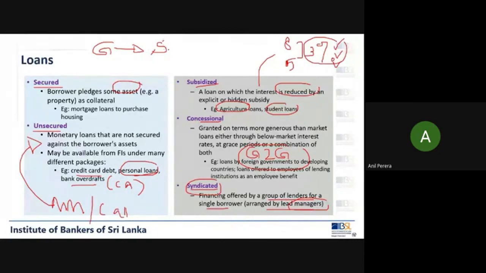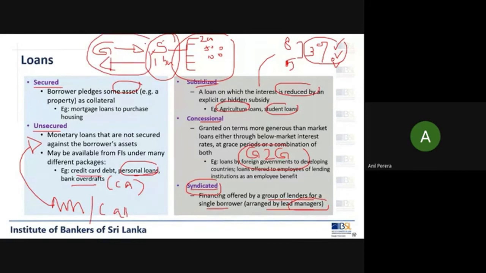What is the syndicate? This 1 billion, he will raise from various investors in small portions, maybe 200, 500, 100. Likewise, you take a pool of investors who would like to lend to the government, and you collect this 1 billion and lend to the government. So mostly government direct loans are syndicated loans.